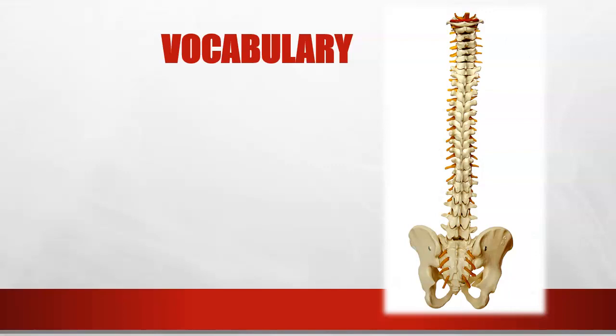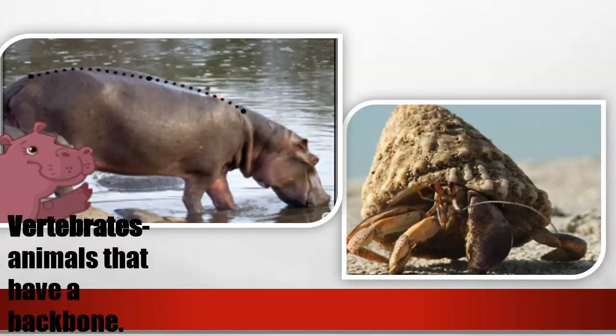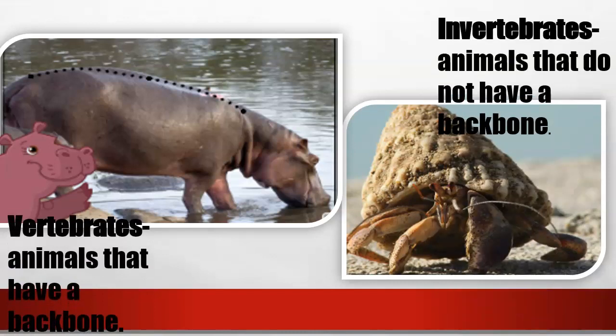Now when we introduce our read alouds, we always start with our vocabulary. So our first vocabulary word is spine, and your spine is your backbone. So those words are synonymous. We have vertebrates, animals that have a backbone. Invertebrates, animals that do not have a backbone.